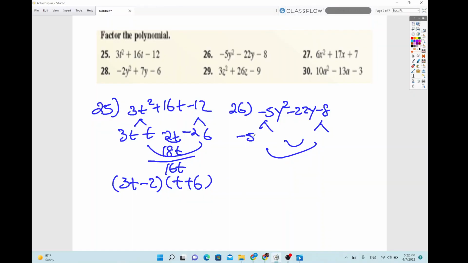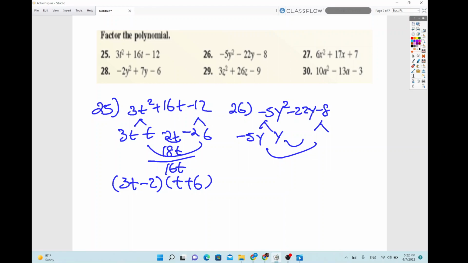So negative 5y squared, so negative 5y, 1y. And for negative 8, think about it this way: for negative 22y, the sum of the products of those two terms has to be a negative number, so the negative number becomes more dominant. So we can set it up as negative 2, positive 4 maybe. The reason is that y times negative 2 is negative 2y. Negative 5y times 4 is negative 20y. Combine them together, and we get negative 22y.